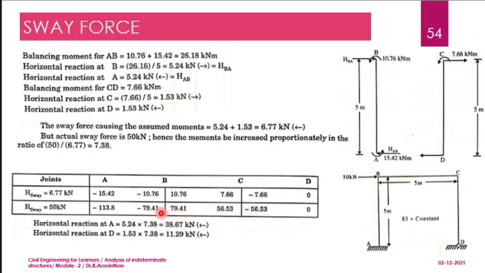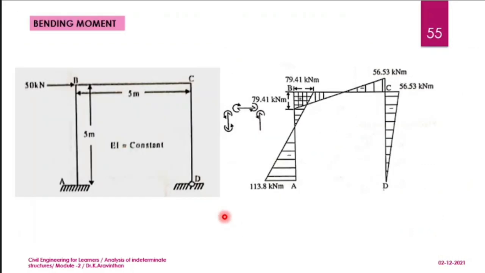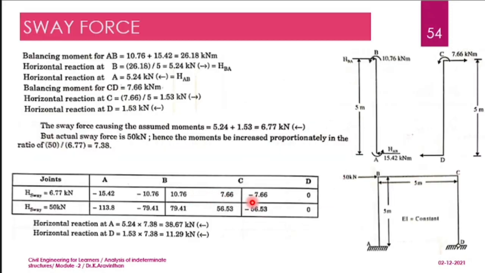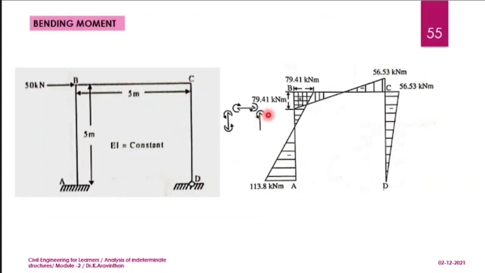B to C, both are plus, that is 7.41 and 56.53. So both are clockwise moments. You have to apply the clockwise moment and twist the member. If you are twisting, you will be getting the moment in this manner. And the same way at C to D, you will be having minus 56.53, and due to its minus, you have to apply anti-clockwise moment, and this will be going to the right hand side. And you can connect this. So this is your bending moment diagram.